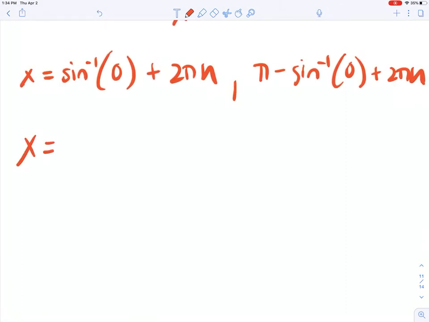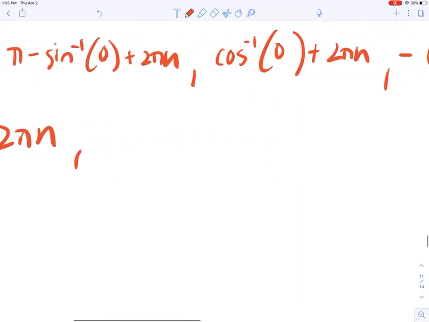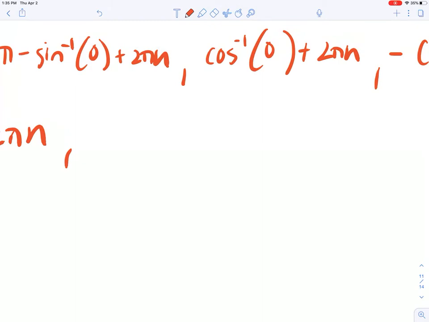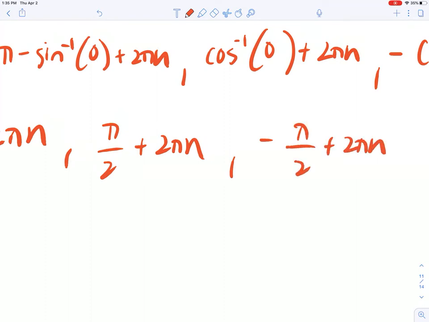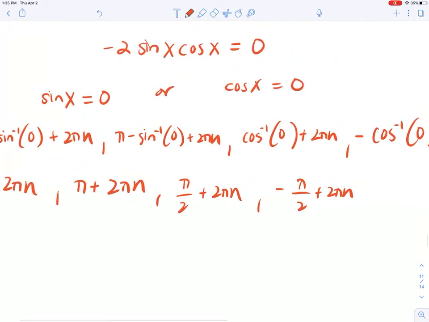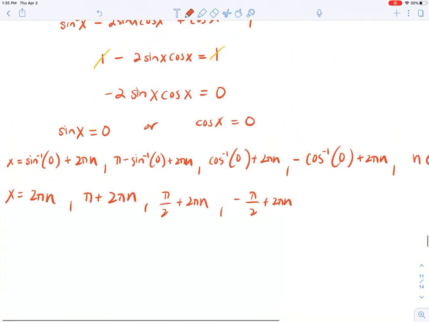Okay, simplifying, since 0 is a ratio for sine and cosine on the unit circle. Inverse sine of 0 is 0, so that would be 2 pi n, and pi plus 2 pi n. Inverse cosine of 0 is pi over 2. So pi over 2 plus 2 pi n, negative pi over 2 plus 2 pi n, where n is an integer.